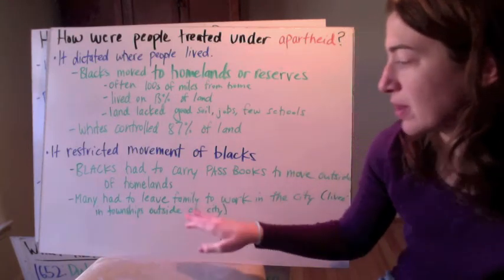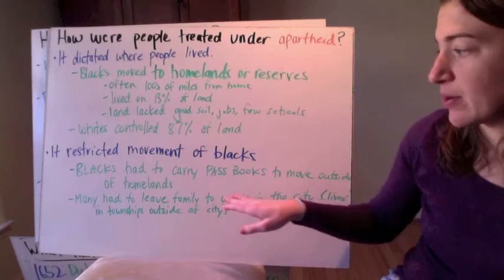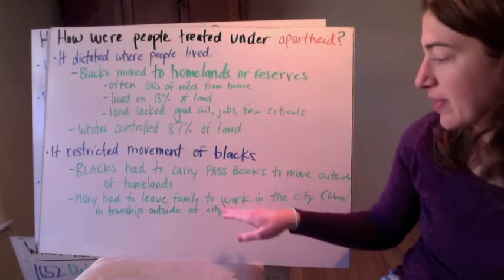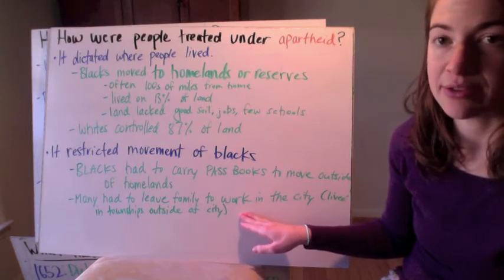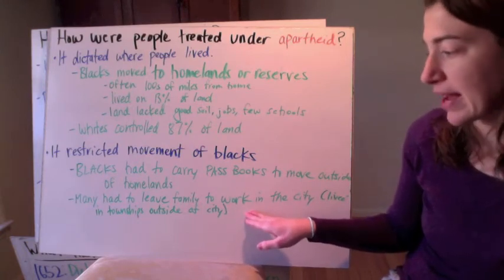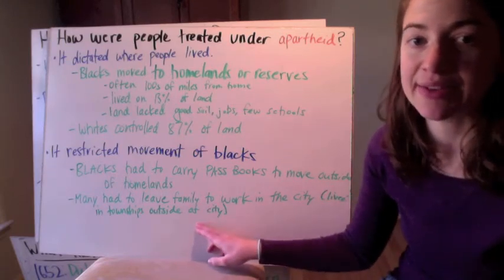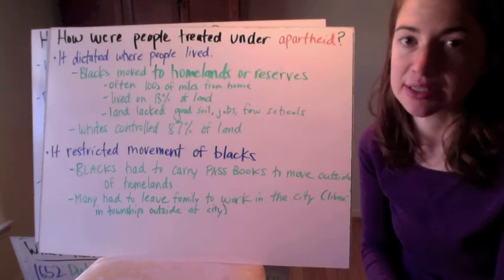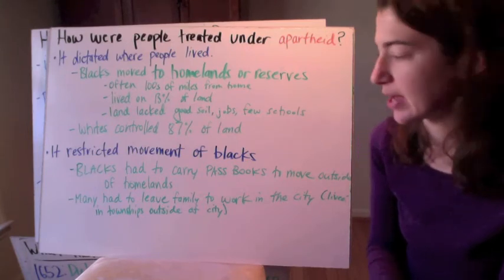And many people had to leave to work in the city. So they had to get these passbooks signed, and then they had to leave their families to go to work in the city. A lot of men had to leave their families, and they worked in the city, but had to still live outside the city in these small places called townships, which were essentially just shacks outside the city.